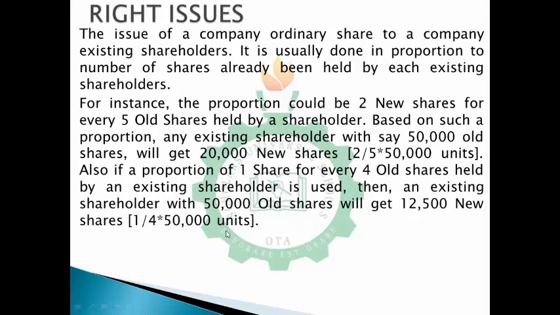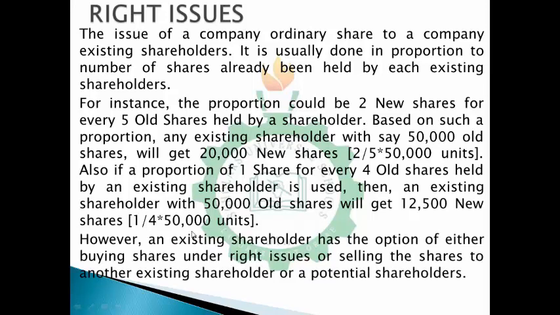Alright, so that is that about rights issue. You have to take note that an existing shareholder has the option of either buying shares under rights issue or selling the shares to another existing shareholder or a potential shareholder. So basically, the existing shareholders might not want to buy shares at that point in time when the company is selling. So they have the right to sell the shares to another existing shareholder or a potential shareholder.